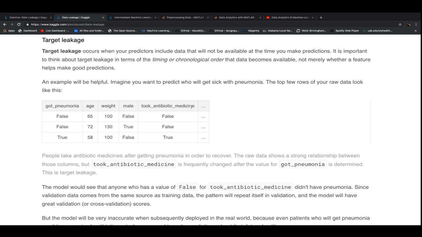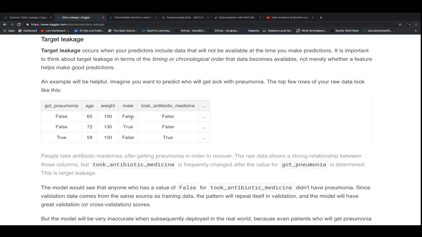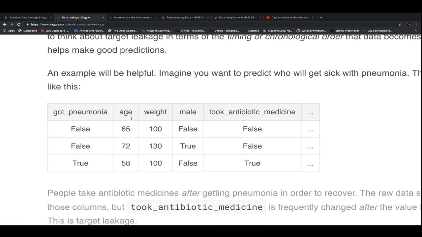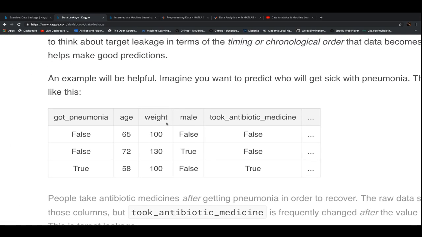So one of the fields that you would have noticed is "took antibiotic medicine," and that should have 100% correspondence to whether a person got pneumonia or not. If a person got pneumonia, they would take the antibiotic medicine. So if you were just using this data set, you would get a very good model, and a very good validation result.